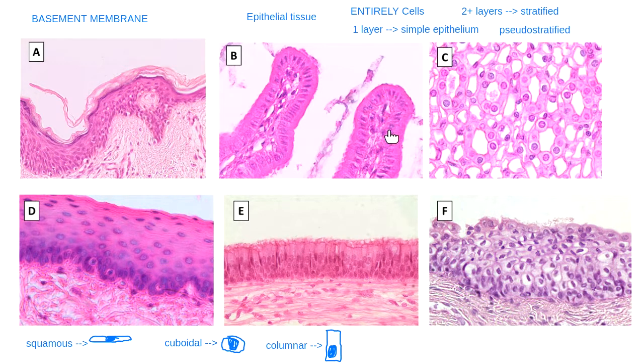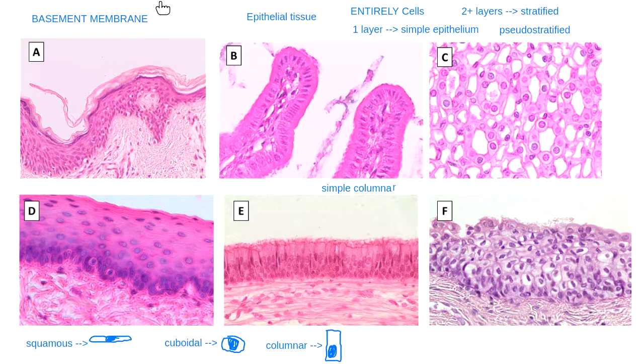If I have one row of cells that I see and they're column shaped, what are those two parts of the name of this tissue? One row and column shaped cells. What are those parts of the name? Yeah, so Nicole's right. Simple columnar. Oops, simple columnar. Forgot it's R. Simple columnar epithelium.